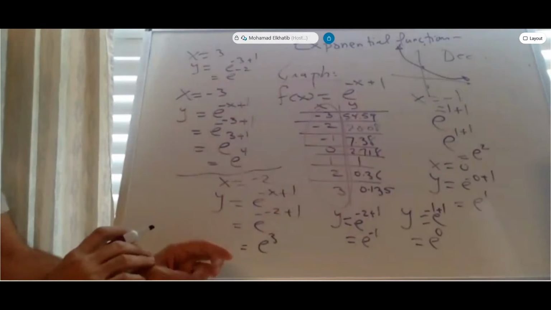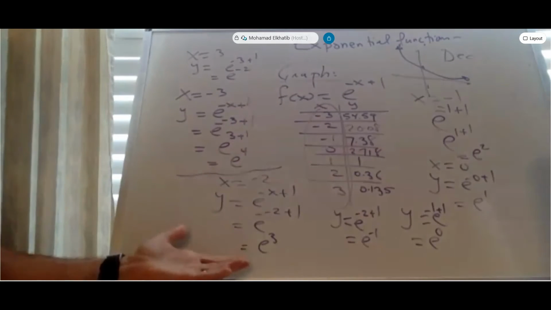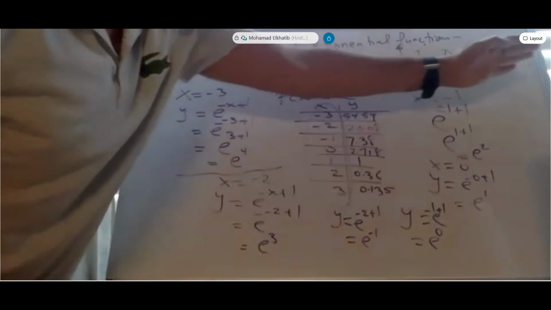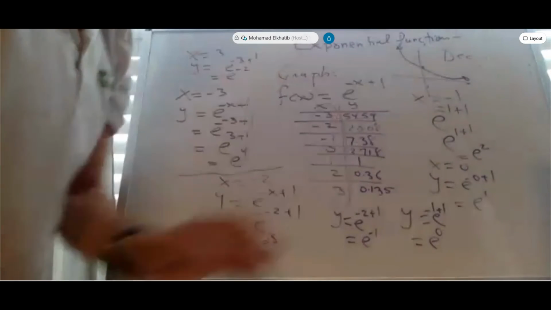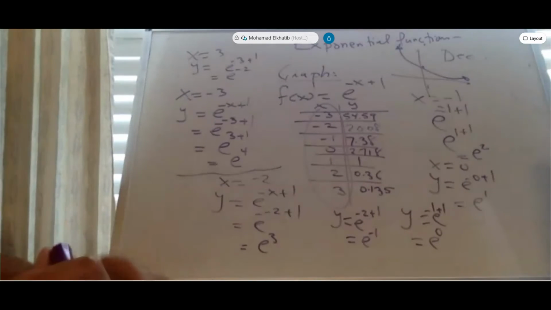So all you really need to do, you don't need to plot every single point. All you need to know is if it's increasing or decreasing. If it's decreasing, it goes down. Increasing goes the other way. And that will be the answer. You guys can copy it, and then I'll be waiting for your questions.